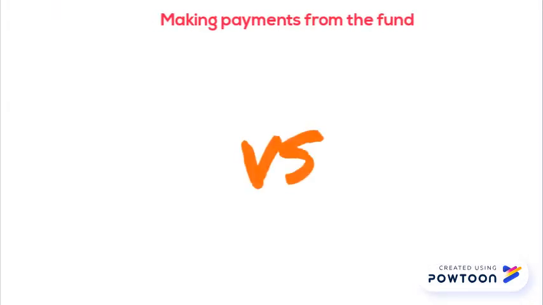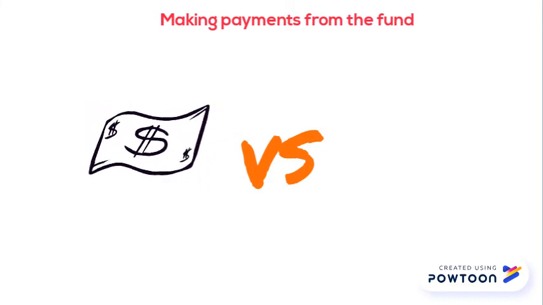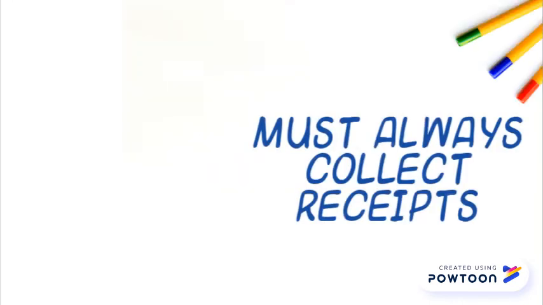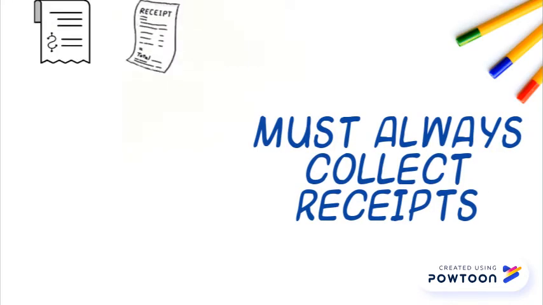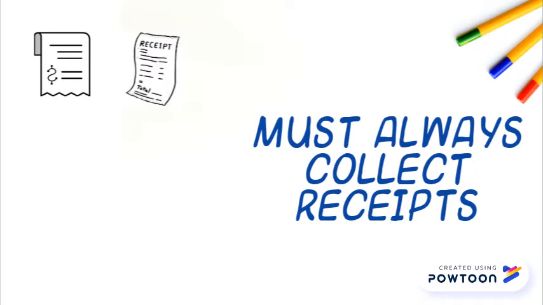Making payments from the fund can be done by either taking cash from the fund in order to pay for the goods, or employees can reimburse themselves from the fund for payments they have personally made. Susan should always collect her receipts for proof of purchase.